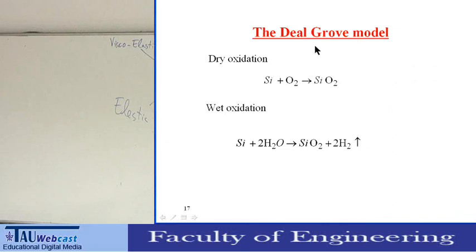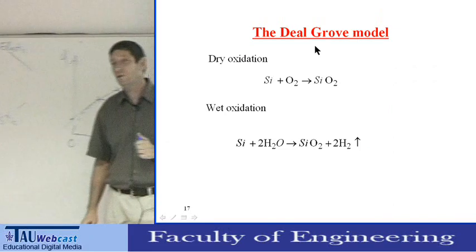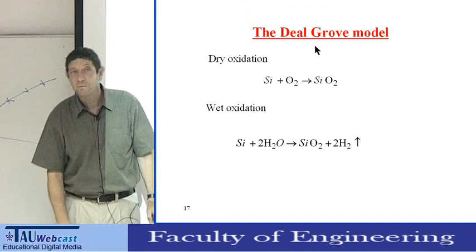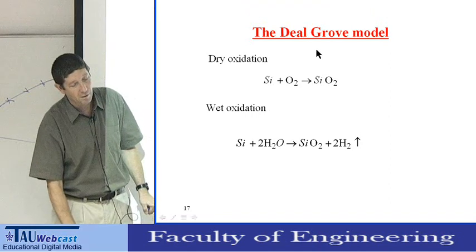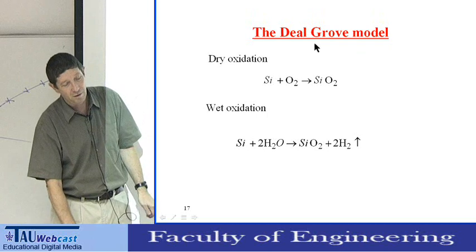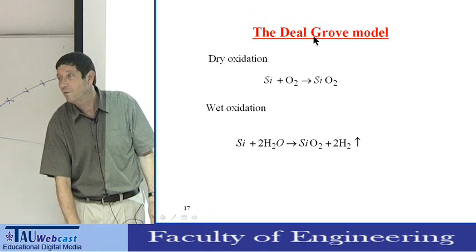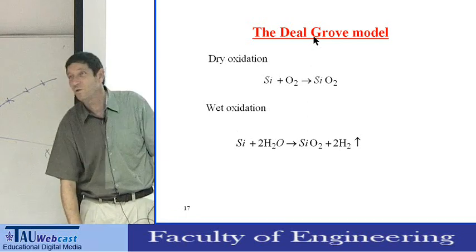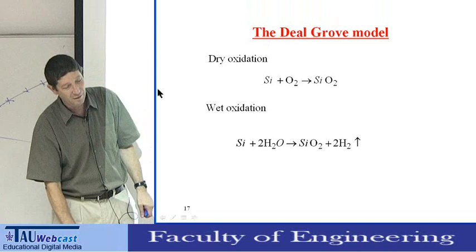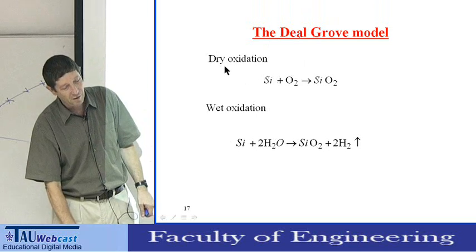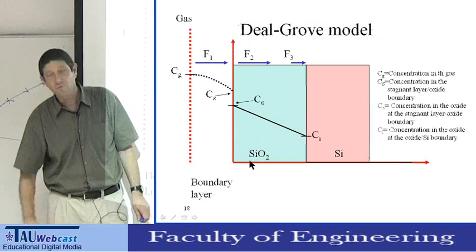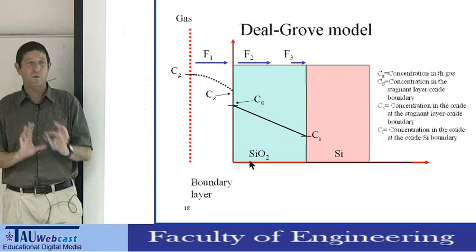Now let's discuss the model of oxidation. This model is called the Deal-Grove model. It's the same famous Andrew Grove who founded Intel. So he was not only a good business person and engineer, he was also a very good scientist. So these are the dry oxidation process and the wet oxidation process, and the Deal-Grove model is as follows.